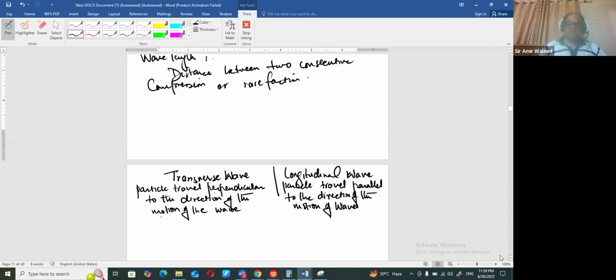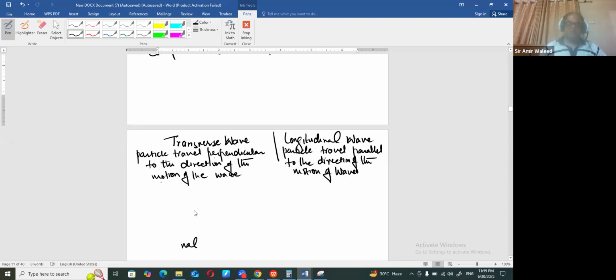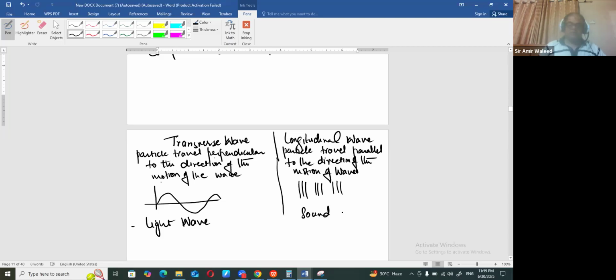Now, what is the second? The second difference is the example of that, or if you want to draw a diagram, that will help you out. In that case, the diagram will look like this. In here, the diagram will be like this. You can see here the second example. For transverse waves, light waves are like that. In that case, you can have sound waves produced in the spring, and so on.